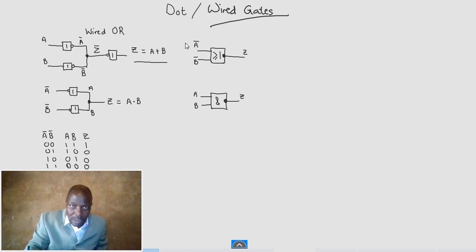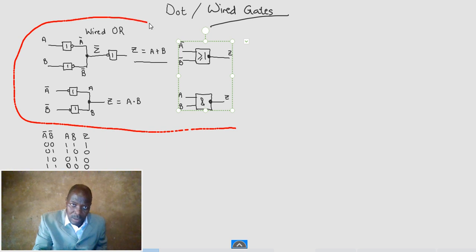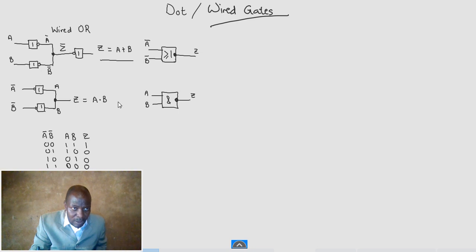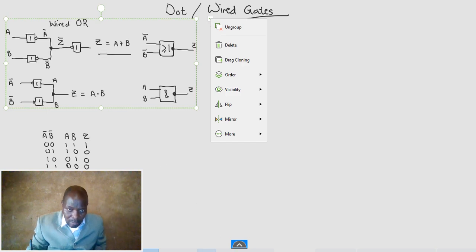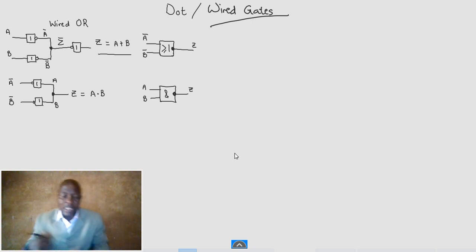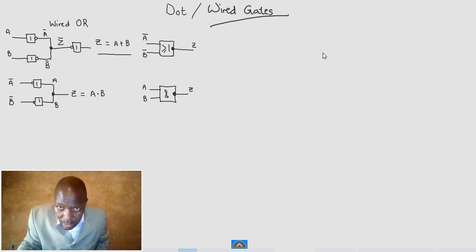Let me rather squeeze this together so that I can send it to the side and have a little bit of space. I'll put it on the side so that you don't forget. And then I want to do more gates, more dotted gates. So let's do this together. Let's go to the next gate. Let's try and look at other gates. Let's look at the exclusive OR gate. Let's have a gate like this.